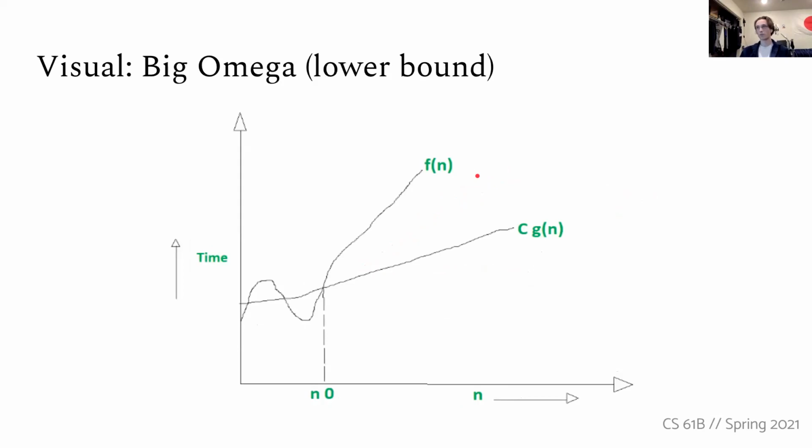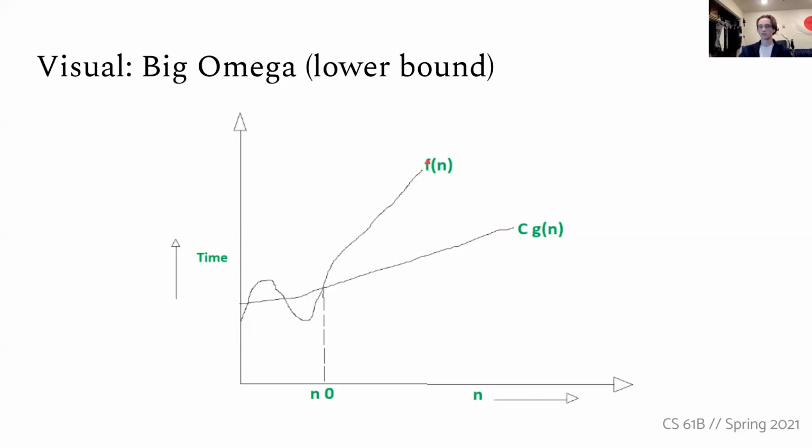So on the flip side, for big omega, we can lower bound f by some g of n times a constant c. So here we're saying as n gets infinitely large, f of n is always going to be greater than or equal to some function g of n times some constant c. So as these two go infinitely to the right, c times g of n is always going to be less than f of n, which is our lower bound.